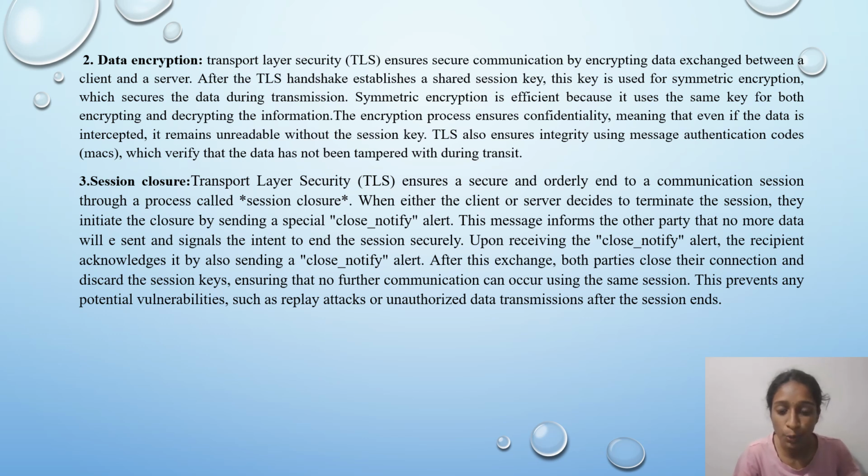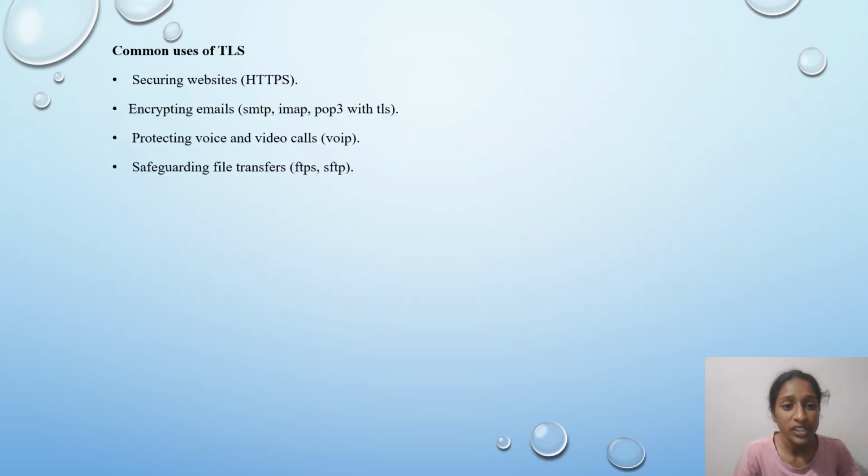After this exchange, both parties close their connection and discard the session keys, ensuring that no future communications can occur using the same session. This prevents any potential vulnerabilities such as replay attacks or unauthorized data transmissions after the session ends. Next, we'll see common uses of transport layer security: securing websites, encrypting emails, protecting voice calls, and safeguarding file transfers.